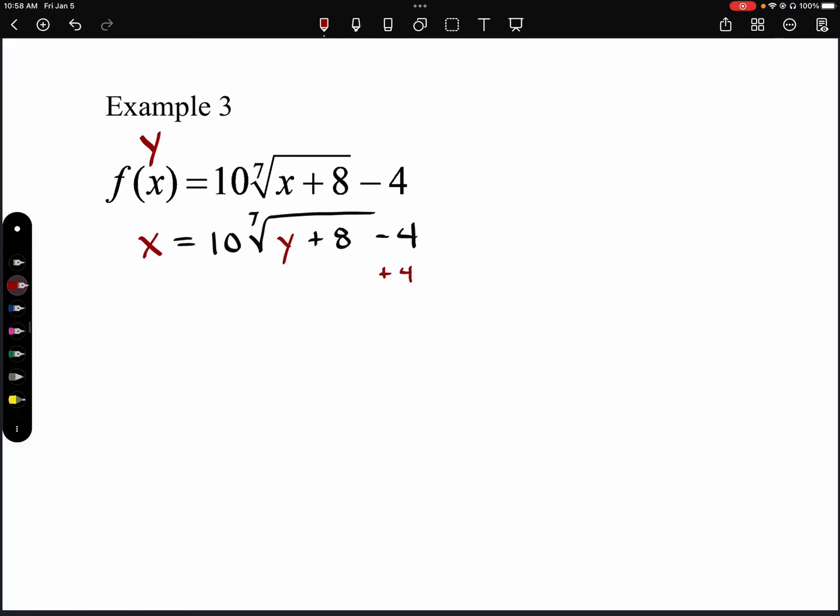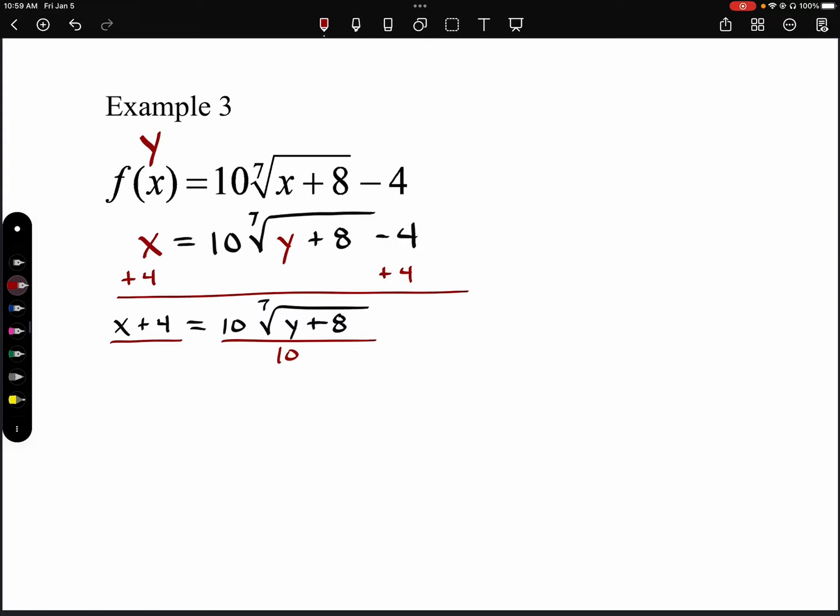I'm going to go ahead and add 4 to each side. So I've got x plus 4 is equal to 10 times the 7th root of y plus 8. Then we're going to divide each side by 10. We now have x plus 4, all divided by 10, is going to equal the 7th root of y plus 8. Now we need to get rid of that 7th root, so the inverse would be raising it to the 7th power.